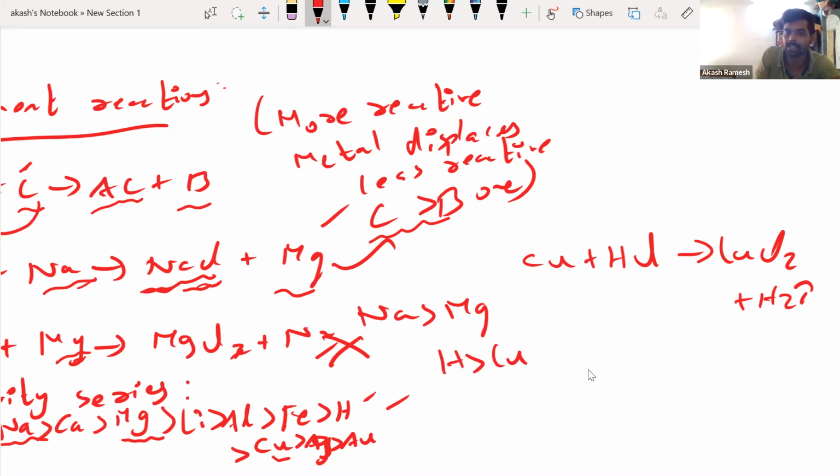So what do you think is happening here? Here, copper and hydrogen are there. Copper is less reactive. Hydrogen is more reactive. But what you see happening is that copper is replacing hydrogen, right? And that is not possible. Why? Because hydrogen is more reactive than copper. So this reaction is not possible.